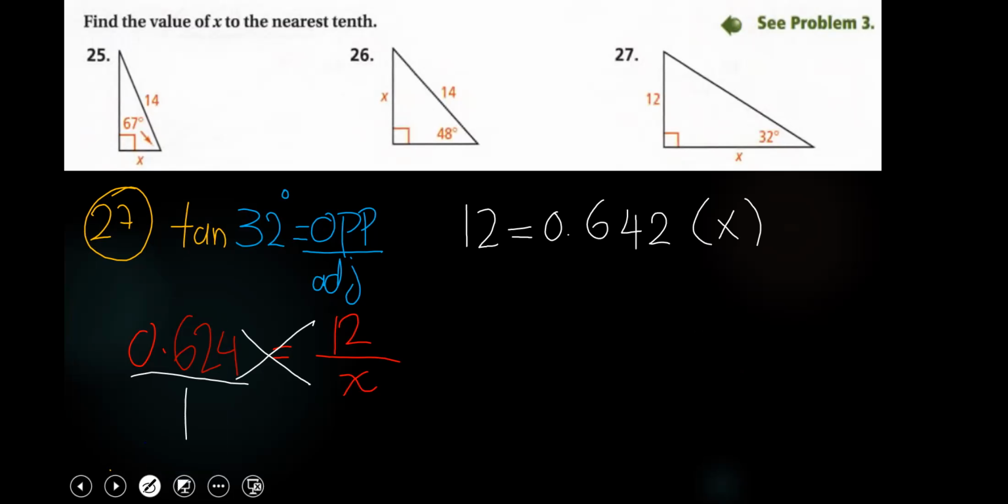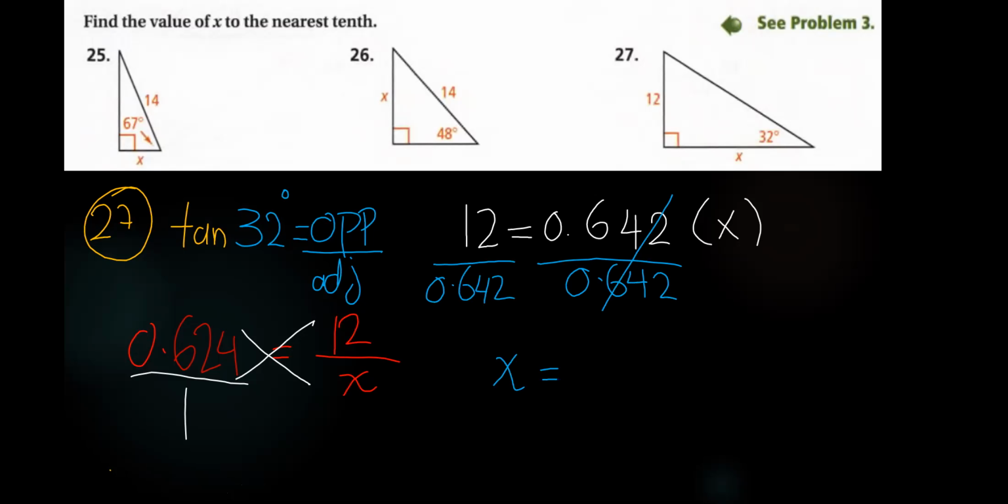Okay, now look at the variable x. It is multiplied by 0.624. Is it right? Yeah. So I have to divide by 0.624 and 0.624. Teacher, from where did the 642 come from? 624, sorry, not 642. It will be, teacher, x equals 18.69. So let's now divide it here: 12 over 0.624.